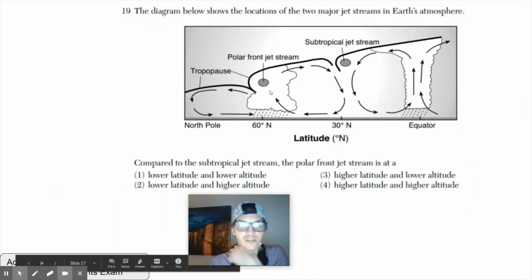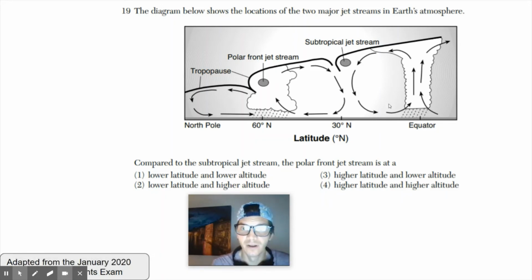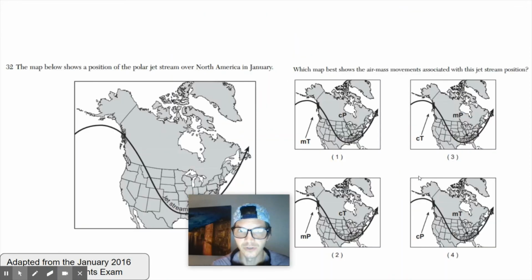Don't forget about these jet streams. They're also going to influence weather. So I like this diagram just because it shows us clouds forming where the warm, moist air is rising, especially close to the equator. And then we have clear skies where the air is coming down. So compared to the subtropical jet stream, which is over here, the polar front jet stream is closer to the North Pole, so it's at a higher latitude. And it looks like it's closer to the surface, so it will be a lower altitude.